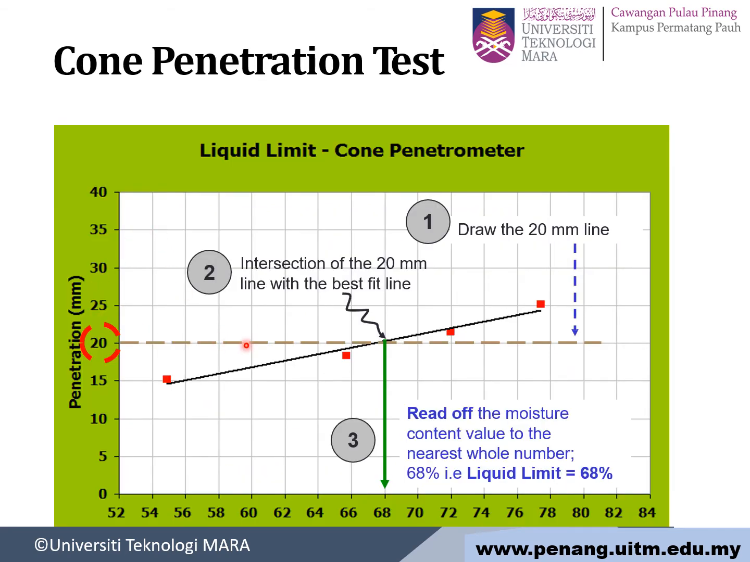For example here, you plot the graph and you will get the best fit straight line. Then you find the value of penetration 20 mm, and you plot here and you will get the value of the liquid limit here, at 20 mm penetration. For example, here the liquid limit is 68%.